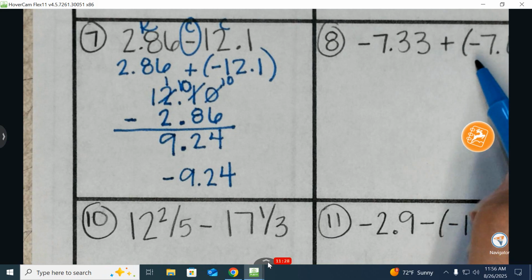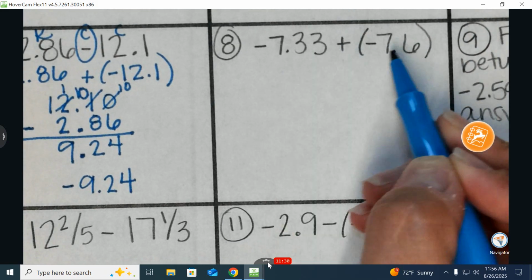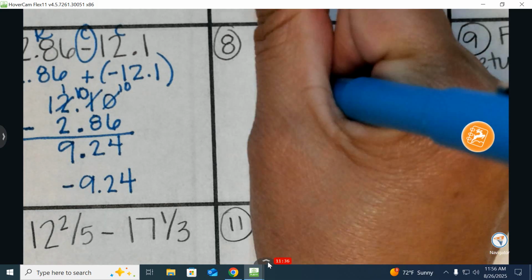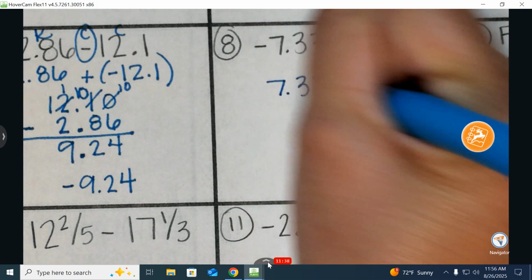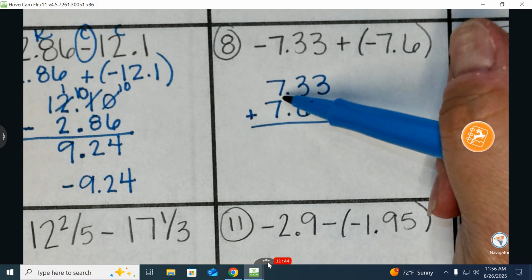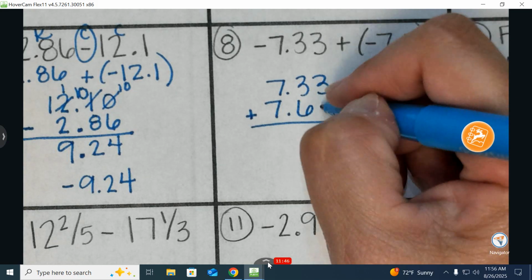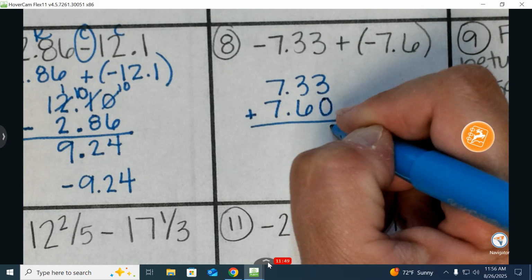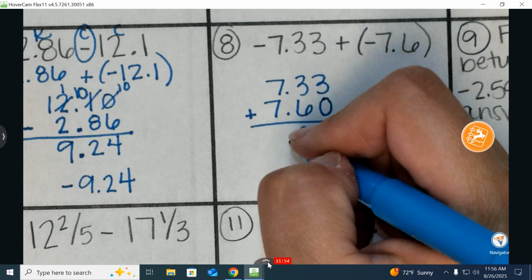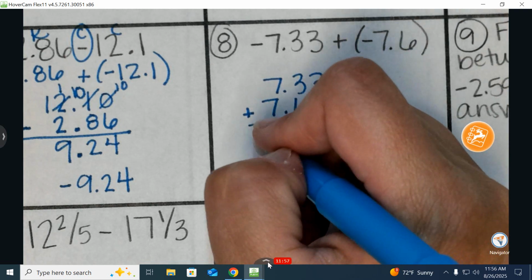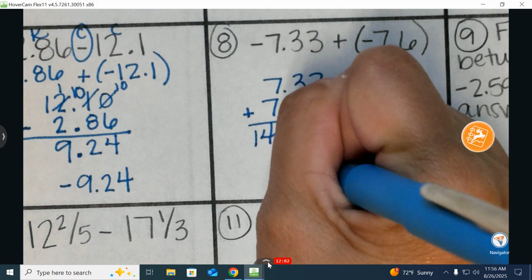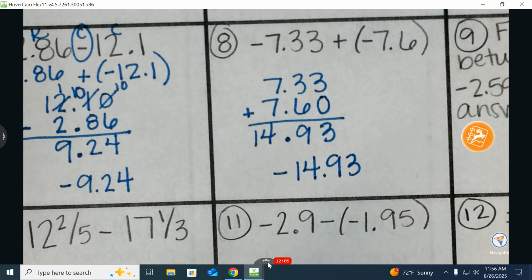Okay, number 8. I'm adding, and it's the same sign. So same sign, add and keep. So I'm going to say 7.33 and 7.6. And remember, when you add, that you line up the decimals. In the blank spot, I put a placeholder. 3 plus 0 is 3. 6 plus 3 is 9. Bring down your decimal. And then 7 plus 7 is 14. So you add and then keep the sign. So it's negative 14.93.